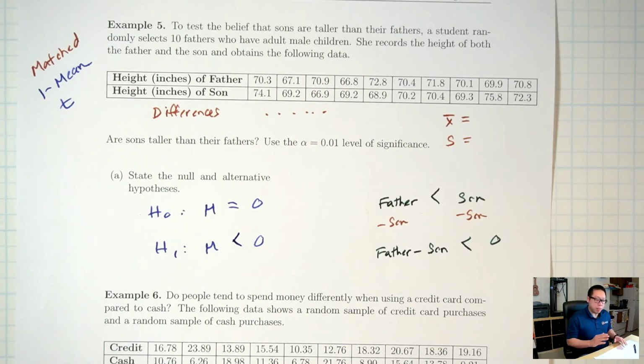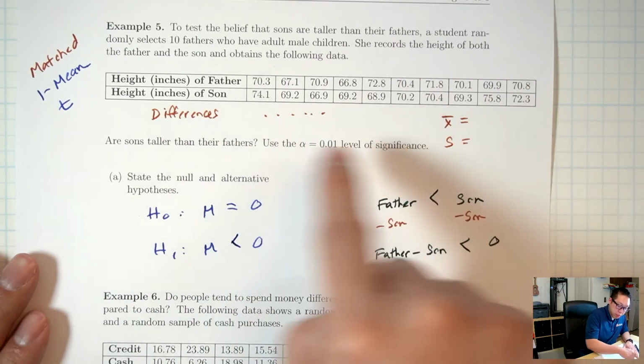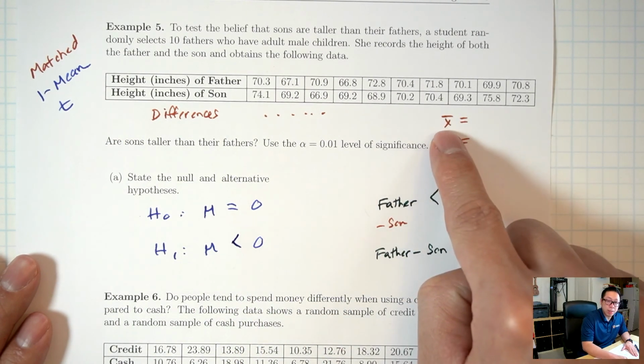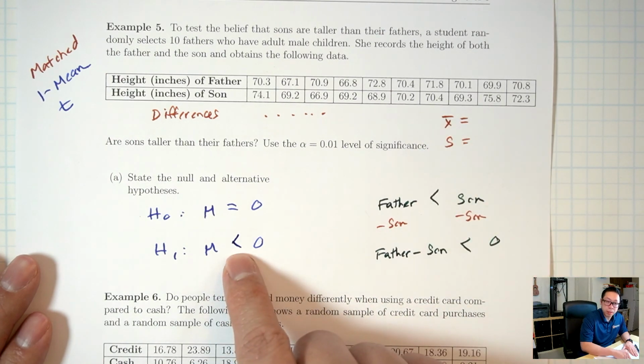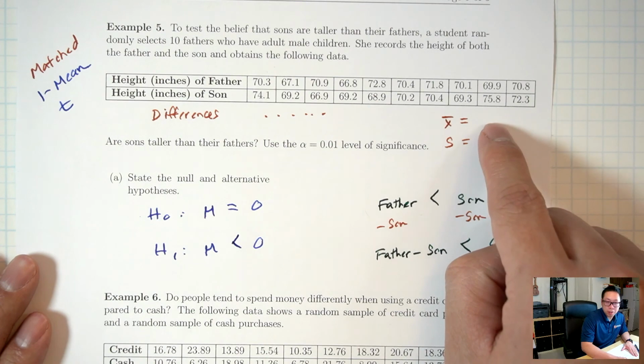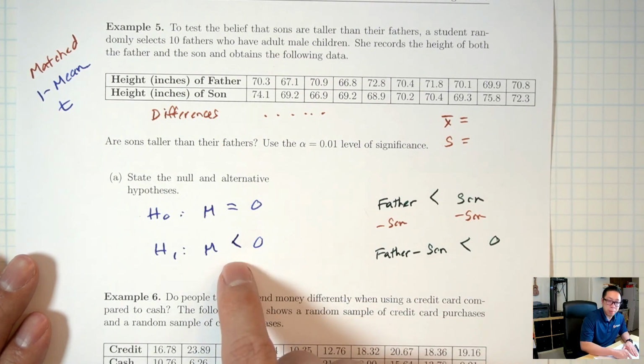But once again, another way to check is to actually do the calculations and look at the mean of the differences. If it's negative, it'll be less than. If it's positive, it'll be greater than. So when you do this, my guess is that the mean here should be negative, which is going to match this less than.